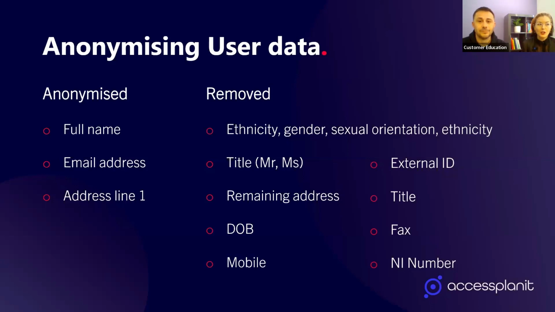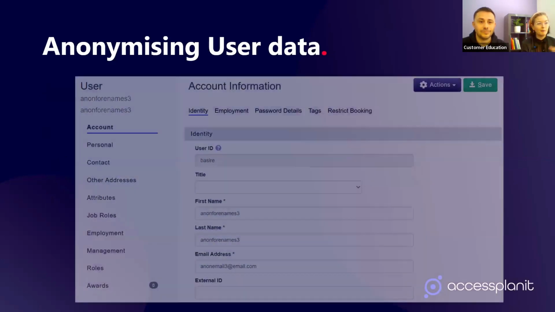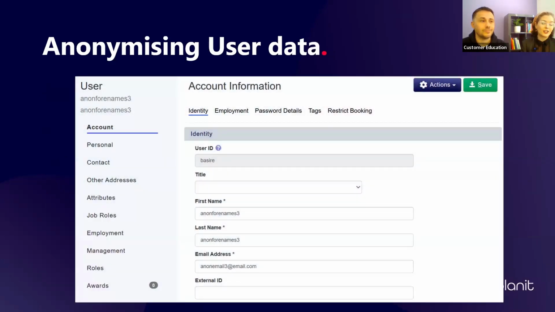So our anonymized user will look a little bit like this. So you see the title and the external ID have been removed, but the name and the email address have been anonymized. We'll also remove audit logs relating to that user, set the communication sent to the user as blank, and it will set the user's status to inactive unless they already have a status of inactive or they're deleted.